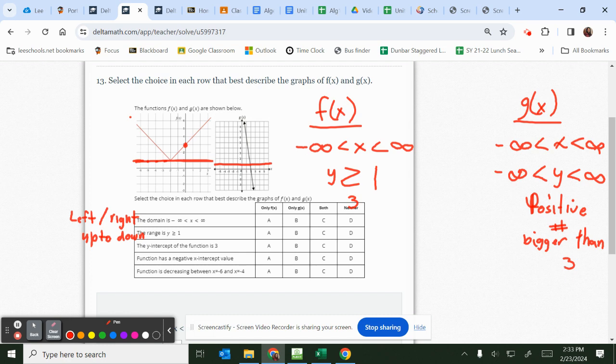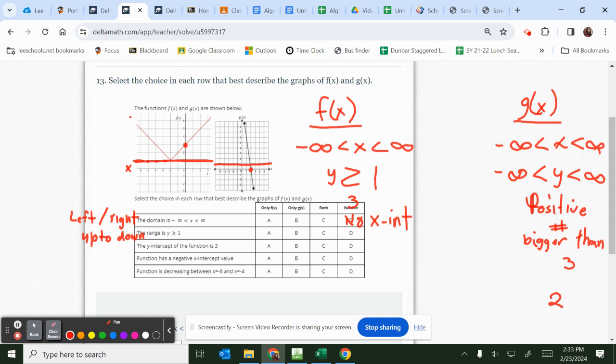It says the function has a negative x-intercept value. For f of x, we don't even see an x-intercept because it does not touch the x-axis, so this would not be correct. F of x has no x-intercepts. But g of x does. G of x has an x-intercept right here at 2. So the x-intercept for g of x is 2.